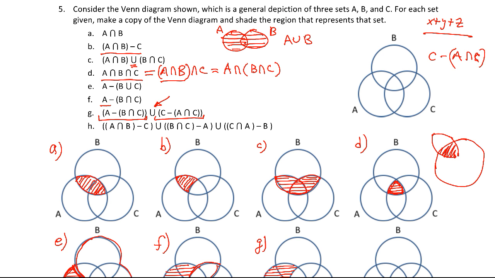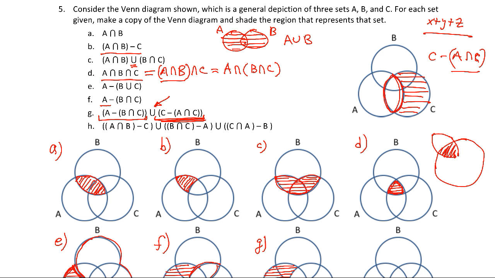Okay. A intersects C is this sort of vertical football, right? And I'm going to cut that A intersects C out of C. And so I get this region here. So I'm just going to add that, and that's this part on the right for part G.